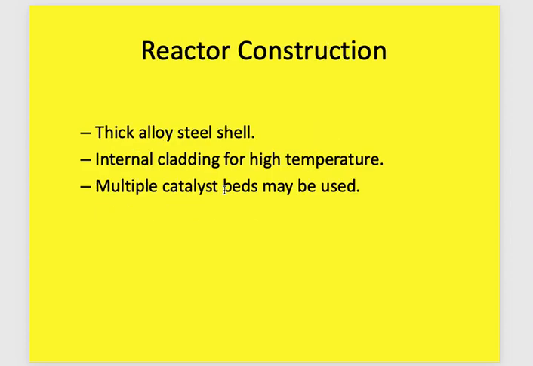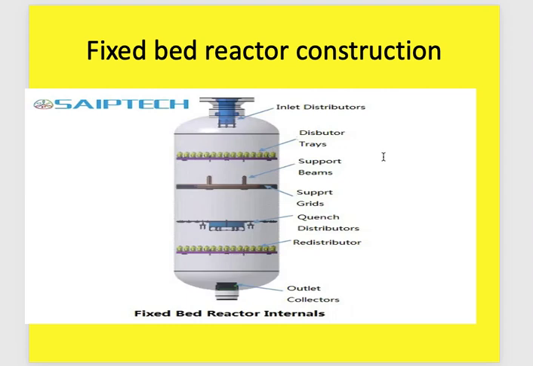The reactor construction, we can describe the fixed bed reactor, which is one of the most important types of reactor in chemical engineering and the chemical industry. Thick alloy steel shell or vessel, internal cladding for high temperature resistance, and multiple catalyst beds may be used. So, what is the shape of this fixed bed reactor? This is the main structure for the fixed bed reactor.